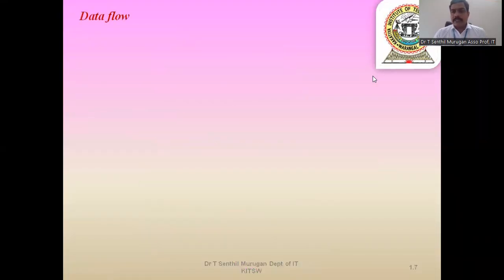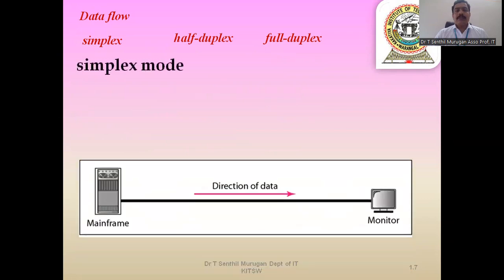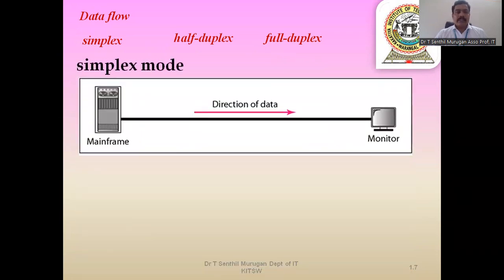The next topic is data flow. Data flow means communication modes, that is, how the data is transmitted in the medium. For that we have three communication modes: simplex, half duplex and full duplex. So what is simplex? Simplex mode means, as this diagram represents, you can see there is only one direction. The data will travel from one direction to another. One machine will send the data, and another machine will receive the data. There is no reverse direction of data flow. So this is simplex mode.